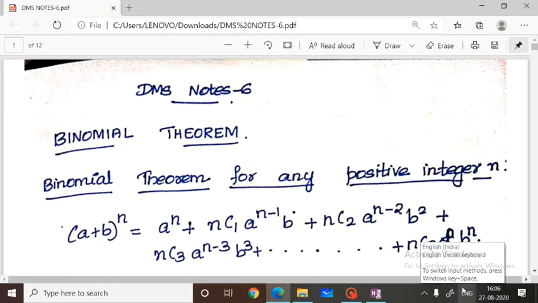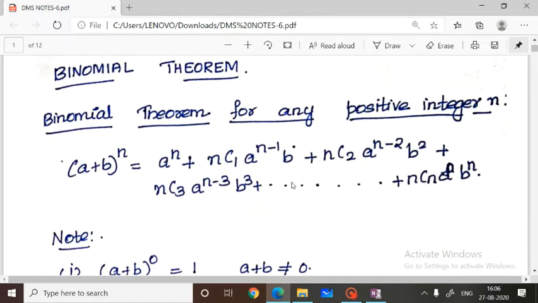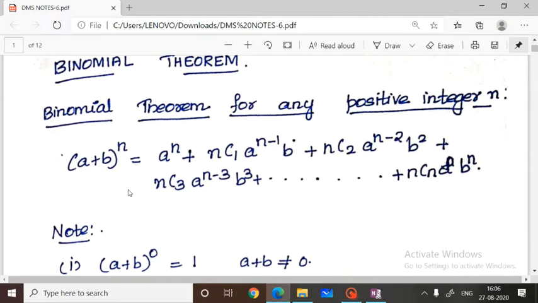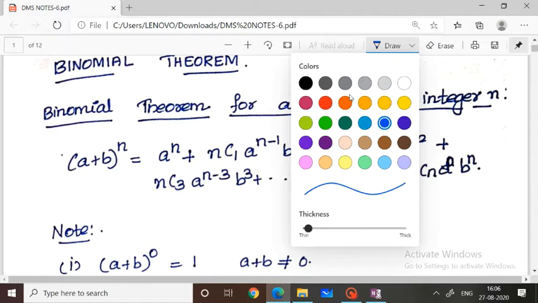The binomial theorem statement is: for any positive integer n, (a plus b) the whole raised to n is equal to a raised to n plus nC1 a raised to n minus 1 into b plus nC2 a raised to n minus 2 into b square, etc., up to nCn a raised to 0 into b raised to n.